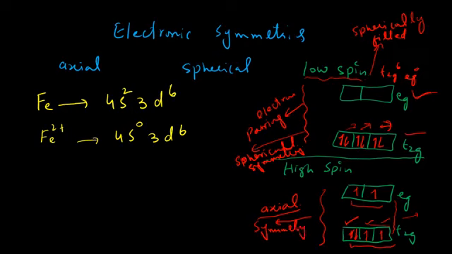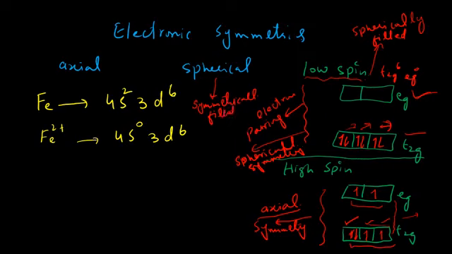So this is the axial symmetry. Spherical symmetry means that the electrons are symmetrically filled, that all energy levels are the same. They are symmetrically filled. Okay.